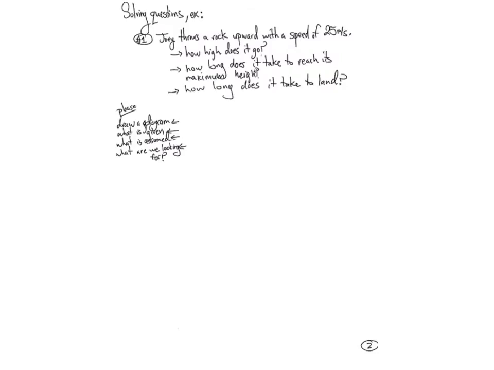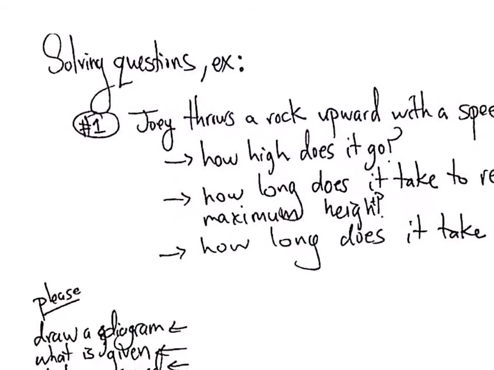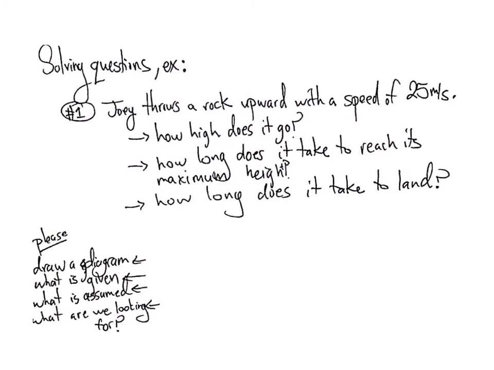Okay, so that was pretty amazing. So let's do a calculation here. Here's our favorite physics student, Joey, again. So Joey throws a rock upward with a speed of 25 meters per second. Okay, straight up, vertical velocity. We want to know how high does it go, how long does it take to reach its maximum height, and how long does it take to land.